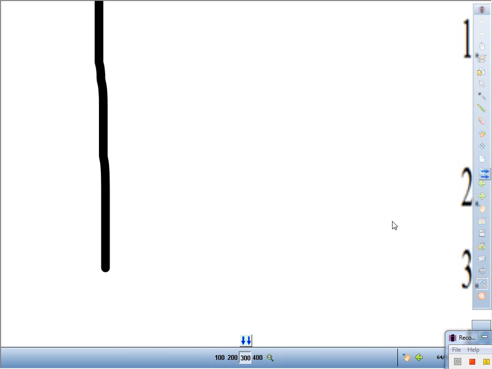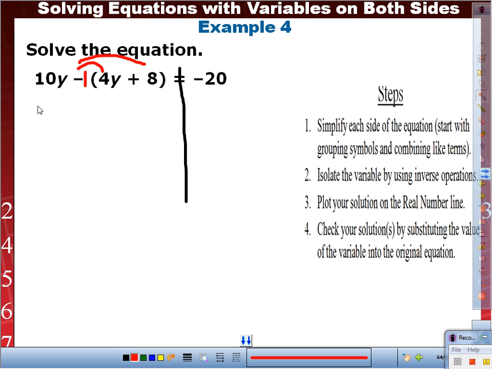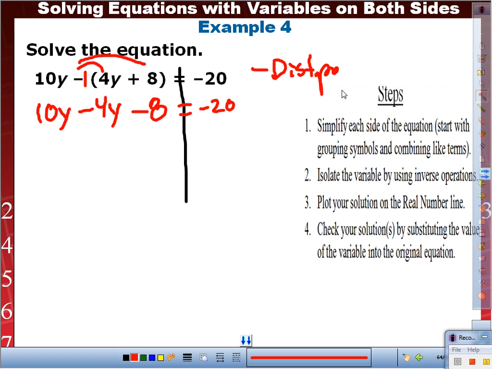All right, let's see. Help me out. Get us started, please. How about Ibai? What do I do? Distribute the negative, which is added with negative 1. Okay? So what do I write on this next line? 10y, negative 4y, negative 8, equals negative 20. And what is that property called? Distributive property. That is correct.